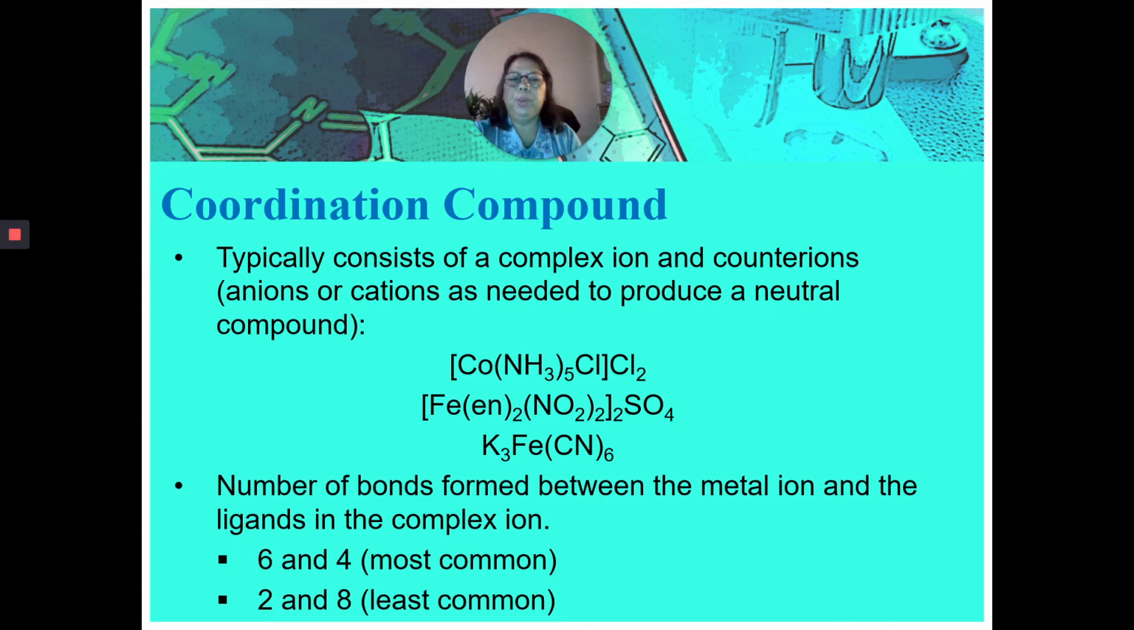Number of bonds formed between the metal ion and the ligand complex ion. The most common is 6 plus 4 bonds. And for the case of the least common, the extreme, the 2 and the 8.